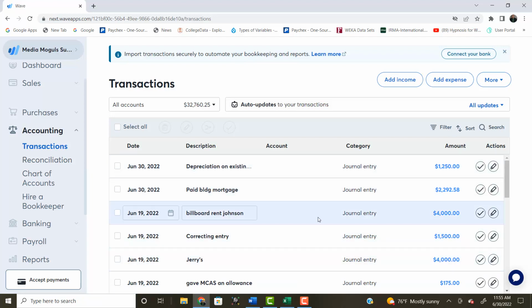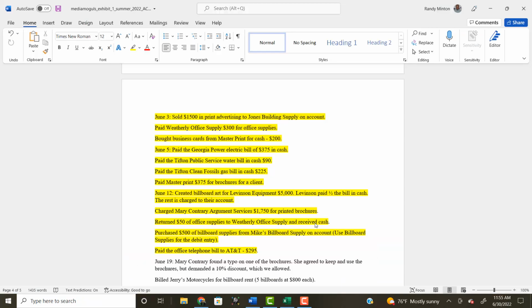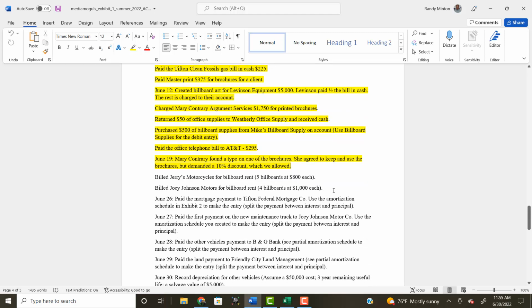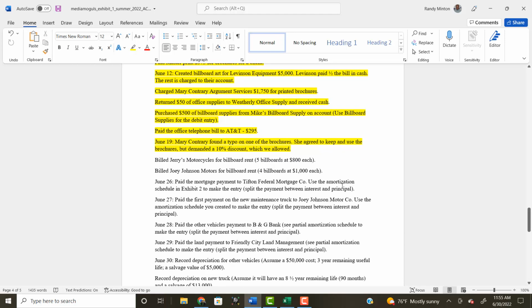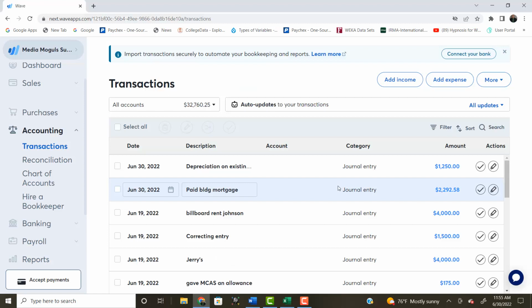The next one is Jerry's. I've taken care of this one, and again, this is a good thing for you to get into when you do something like this, or any accounting problem, is to kind of go through and say, okay, I did that one, so you don't do them twice. Bill Jerry's motorcycles for billboard rent, 500 billboards at $800 each. All right.